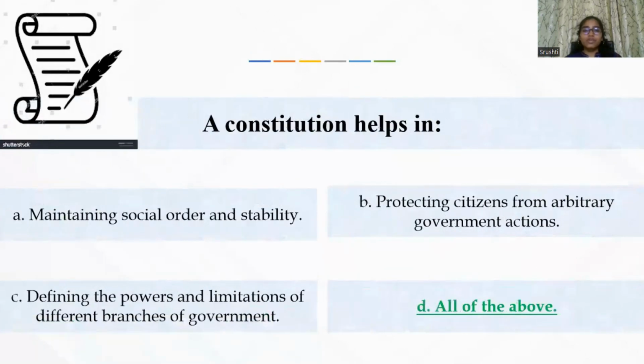Moving on to question 4, a constitution helps in option A, maintaining social order and stability. Option B, protecting citizens from arbitrary government action. Option C, defining the power and limitations of different branches of government. Option D, all of the above. The correct answer is option D, all of the above.